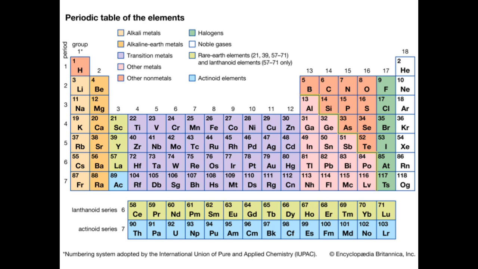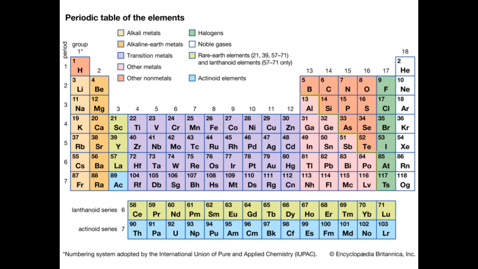Group 16 are called the chalcogens. Group 15 are called the nitrogens. Group 14 are called the carbon family, and group 13 the aluminium family.